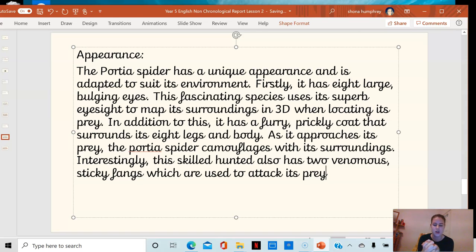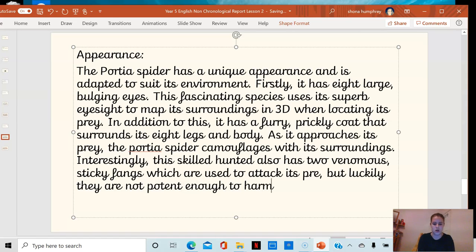Now, I think I can expand on this sentence. I think that I can now put another complex sentence in here, and I'm going to think about a contrast. So I'm going to explain, going back to the beginning of my work, that it was about being potent, so it's not very strong to humans. So let's give a comparison and a contrast in here. "But luckily, they are not potent enough to harm humans." Okay, so what I'd like to do is pause the video there, and then we're going to look through and see if I've included any of my checklist.